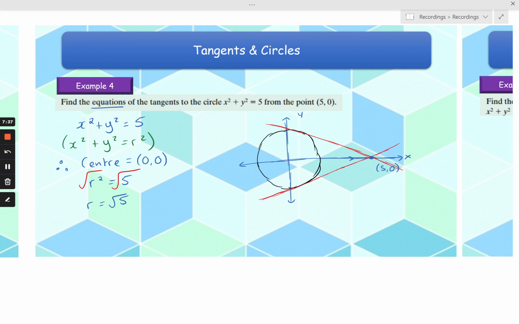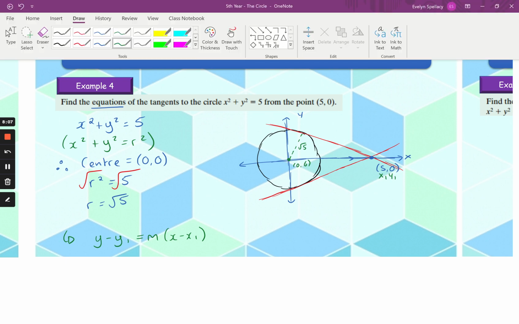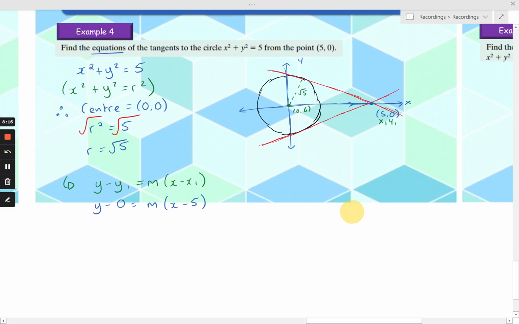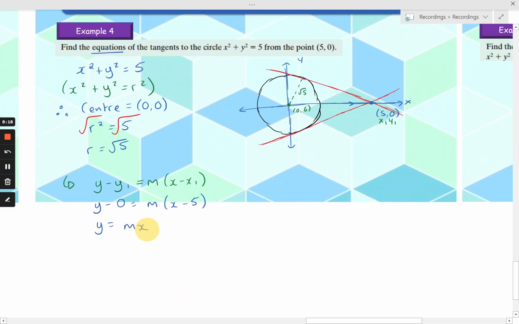Bearing in mind again that the distance from the centre to the tangent would have to be square root of 5 because that's our radius. Now, a tangent, remember, is a fancy word for a line. So if we want to find the equation of any general line, we're going to use our formula: y minus y1 is equal to m by x minus x1. We know both tangents contain the point 5, 0, so I'm going to sub in 5 and 0 as my x1, y1 into my general formula. And what I don't know, and what's going to distinguish the two lines, is m. So when I sub them in here, I get y is equal to mx minus 5m.